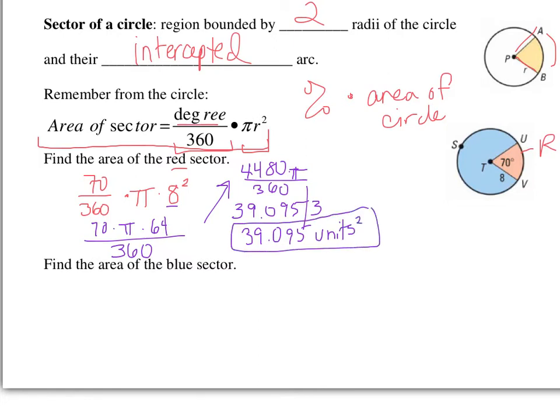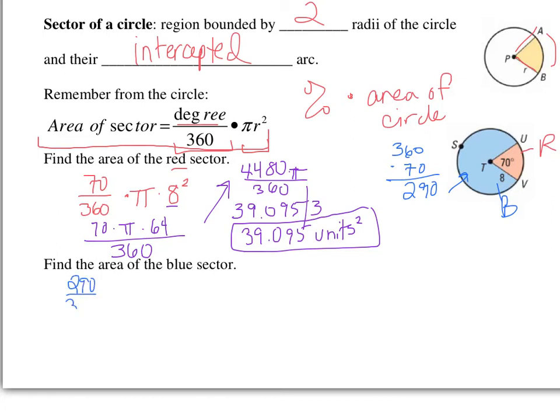So if you don't have the units, still put some type of units down. All right, for the blue section, I need to put the degree again. If you notice, we're not given the degree, but I can subtract off my 70 that we are given, and that gives us 290. So that's the degree of the section of my circle that's taken up by the blue.